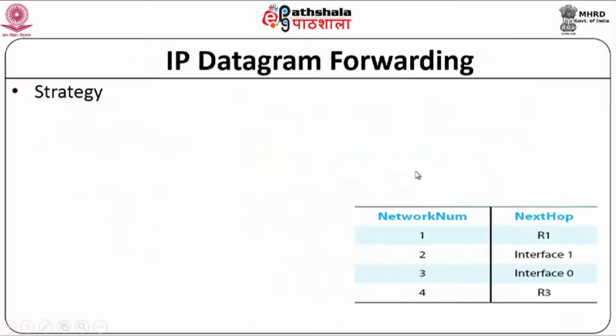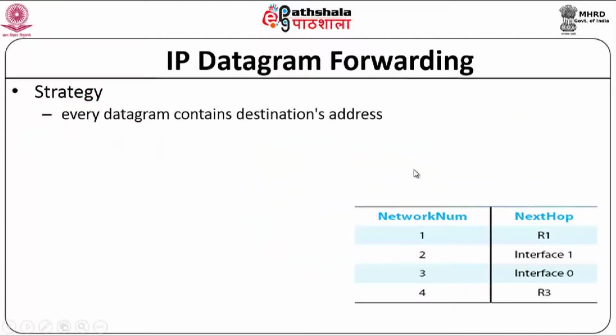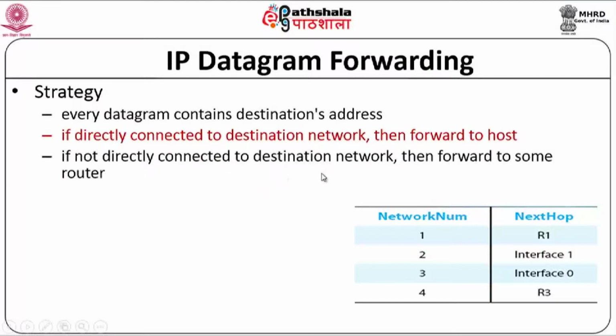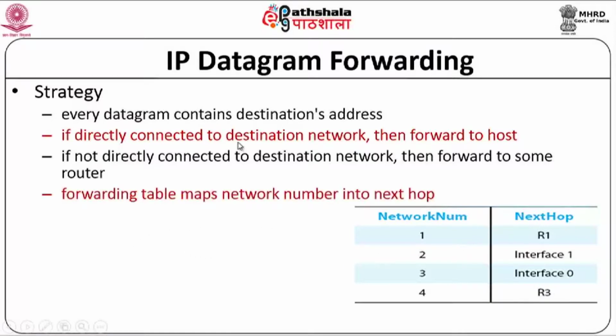Now, coming to how datagram forwarding gets done, the strategy used by IP is the following. There is a forwarding table maintained at each router. Every datagram contains its complete destination address, and if the router is directly connected to the destination network, then it will forward it to the host. If it is not directly connected to the destination network, then it will forward it to some router, which is what you can see here. Interface 10 indicates that it is directly connected to the network. R1, R3 indicates it has to be forwarded to the next router. When we look at the destination address, we basically look at the network number part of it. Remember, the destination address has a network part and a host part. So, the forwarding table will map the network number into the next hop.